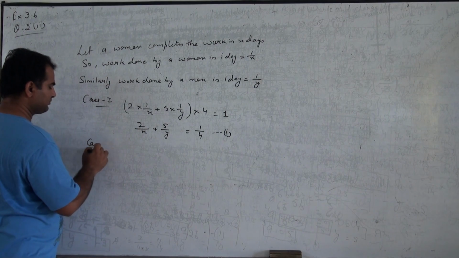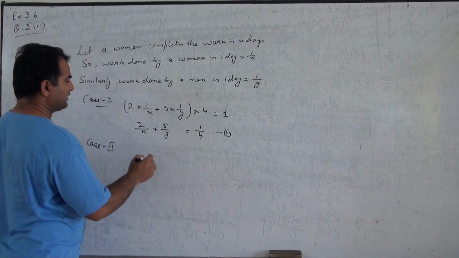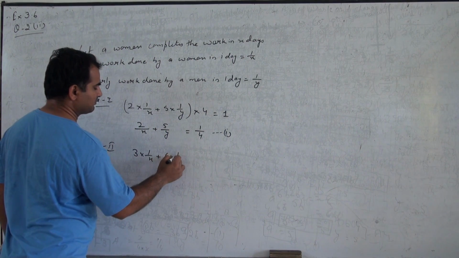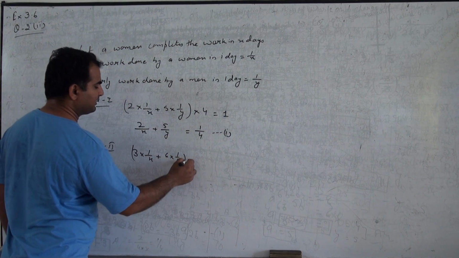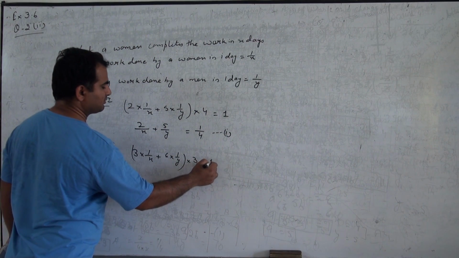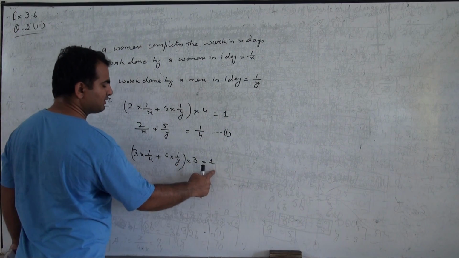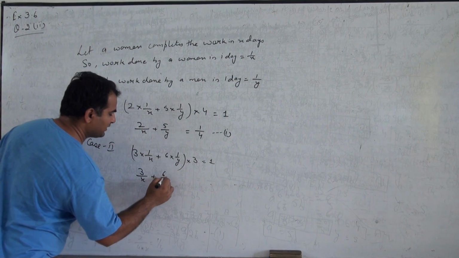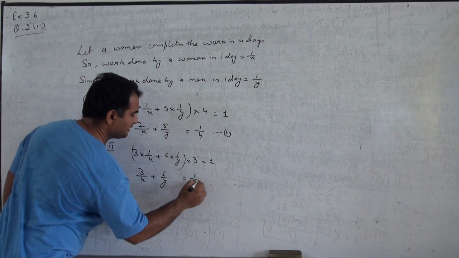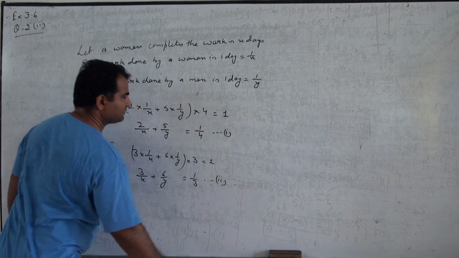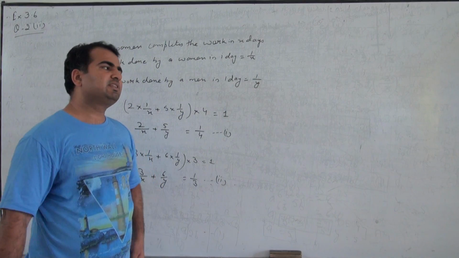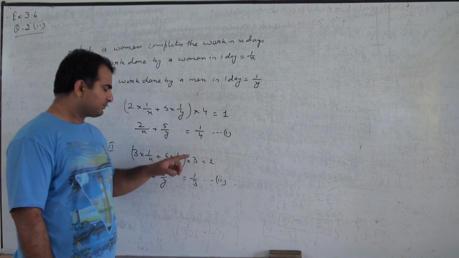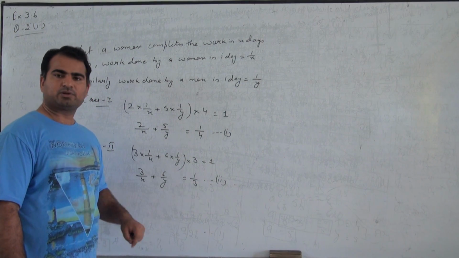And case number second, what is it? 3 women plus 6 men together complete the work in how many days? 3 days. So we shift the 3 to the right hand side. It will be 3 upon x plus 6 upon y equals 1 upon 3. It is equation number second. Done. So in this question, the equations are 2 upon x plus 5 upon y equals 1 upon 4 and 3 upon x plus 6 upon y equals 1 upon 3.